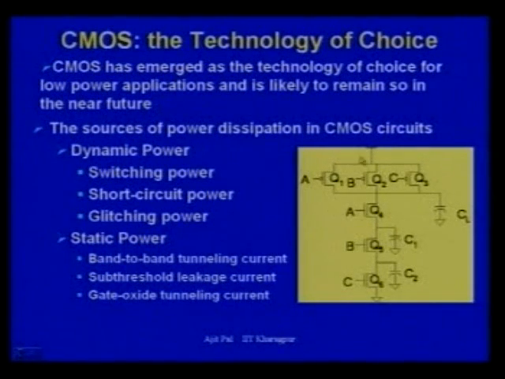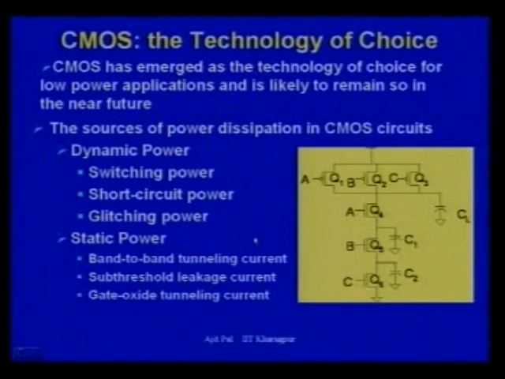In this type of CMOS circuit, the power dissipation can be broadly divided into two types. One is dynamic power. Dynamic power again comprises three components: switching power, short circuit power, and glitching power. I shall briefly tell you about these three power dissipations. And there is static power dissipation.